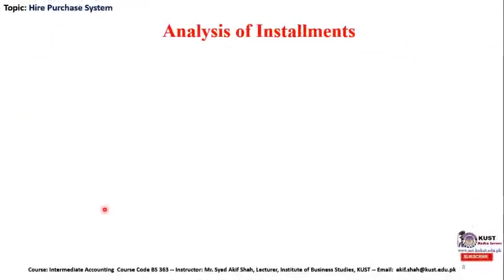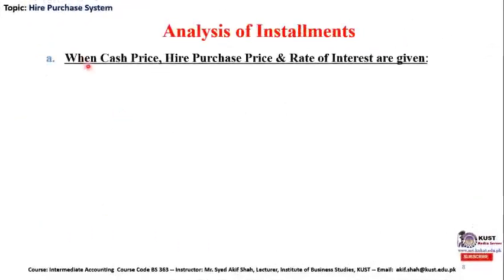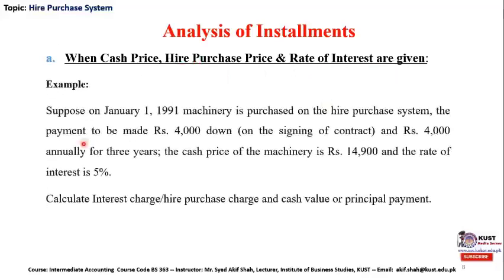Let's analyze the installments. When a cash price is given in any example or numerical illustration, and the hire purchase price and the rate of interest are also given, what normally happens? Let's take an example. Suppose on January 1st, 1991, machinery is purchased on the hire purchase system. Like an installment system, somebody has purchased a considerable worth of machinery.